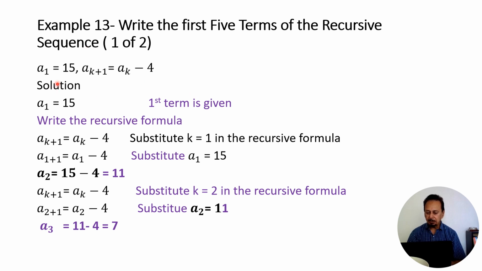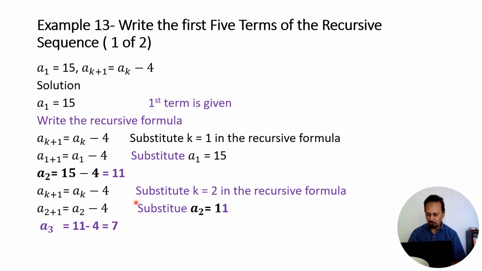Okay, so example 13. We are given a1 is 15 and a sub k plus 1 is a sub k minus 4. We have to find the first 5 terms. We start with a1 is 15, so write the formula a sub k plus 1 equal to a sub k minus 4. To find the second term, we substitute k equals 1. So it becomes a sub 1 plus 1 equal to a sub 1 minus 4. And a sub 1 plus 1 is a sub 2, equal to a1, now put 15, so 15 minus 4 is 11. So now the second term is 11.